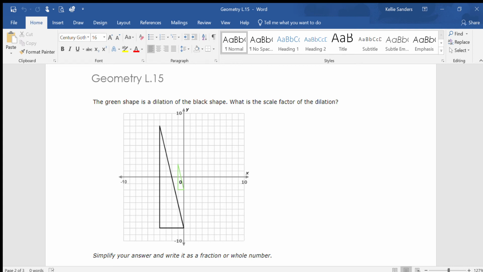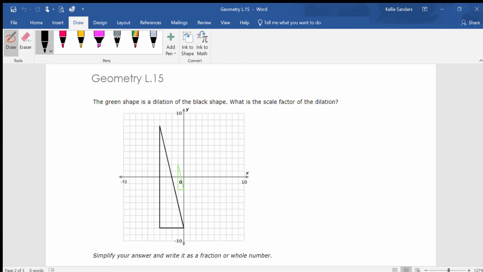L15, the green shape is a dilation of the black shape. What is the scale factor of the dilation? Okay, so the green is a dilation of the black. So the green is our primes and the black is what we started from.